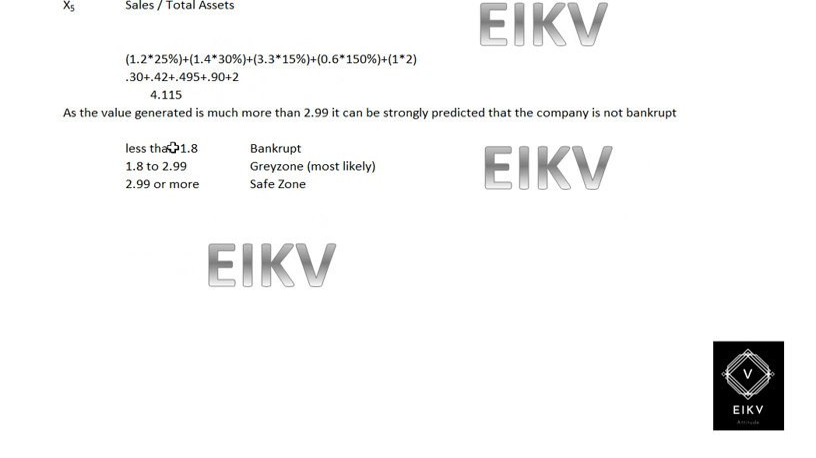So this is the table. This is the criteria which we need to check whether the company is bankrupt or not. If the final answer Z-score is less than 1.8, then the company will be bankrupt. If the Z-score is between 1.8 and 2.99, then it is in the gray zone or likely to be bankrupt. If the final answer or Z-score is more than 2.99, then the company is not bankrupt, or the company is in the safe zone.